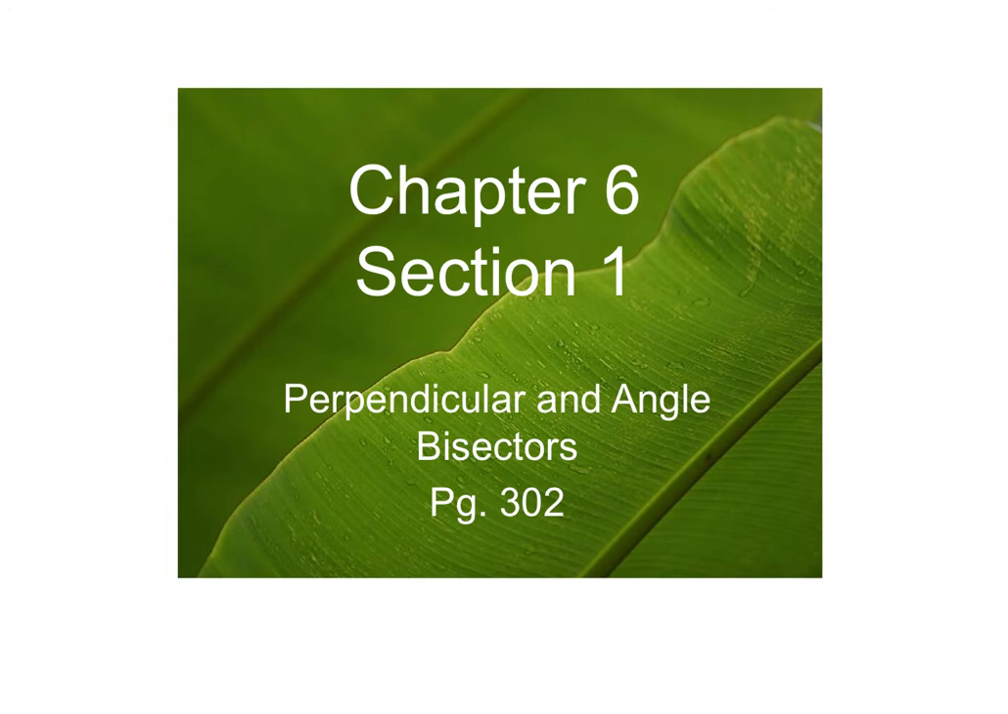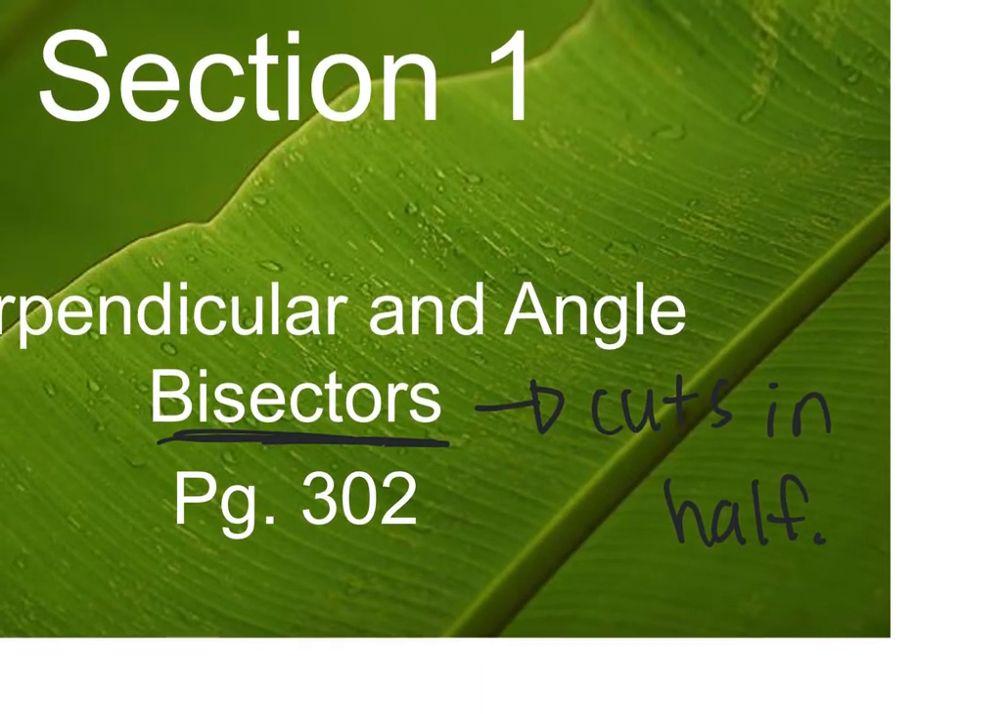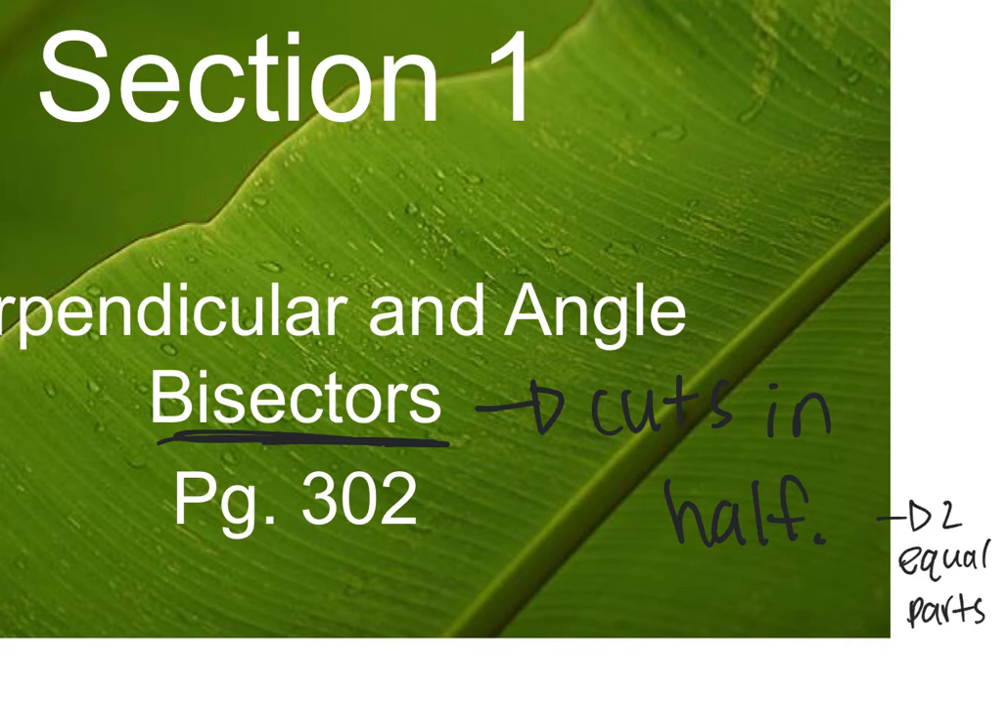Who remembers what a bisector is? Savannah? Something that cuts a line in half. Excellent. It cuts it in the middle, in half, down the middle, however you want to remember it. From cutting it in half, we are always going to get 2 equal parts, regardless of whether it's an angle or a side. Cool on that so far? Yes. All right.